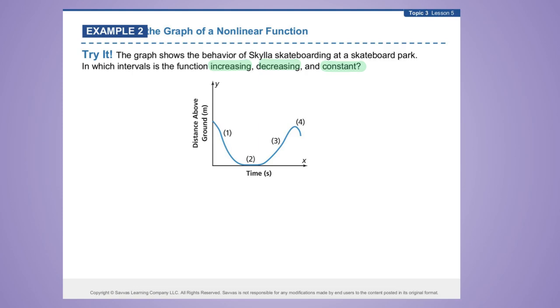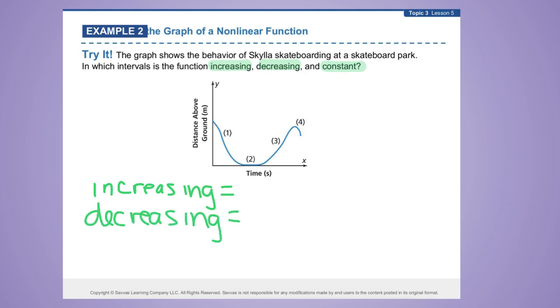All right, I'm going to have you stop me here. Make sure that you are talking about which intervals. Which intervals are increasing? Which intervals are decreasing? And which intervals are constant?